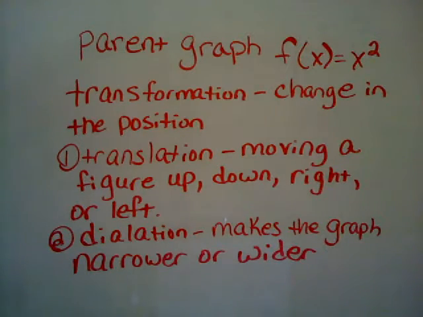Today we are going to be making some transformations. And transformation just means to change the position. There are four types of transformations we're going to be doing today. The first one is translation. A translation will move our parabolas up, down, right, or left. Number two, a dilation makes the graph narrower or wider. And we'll be using stretched for the word narrower and compressed for the word wider.